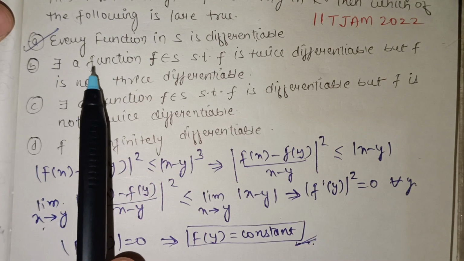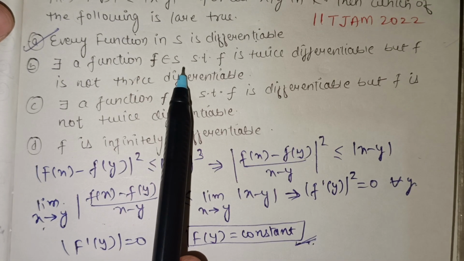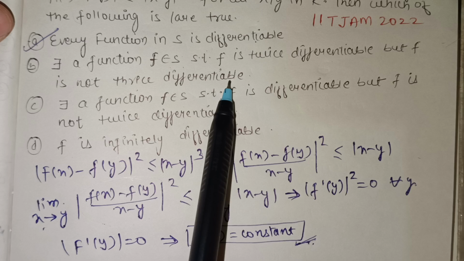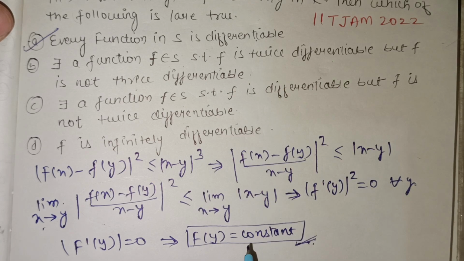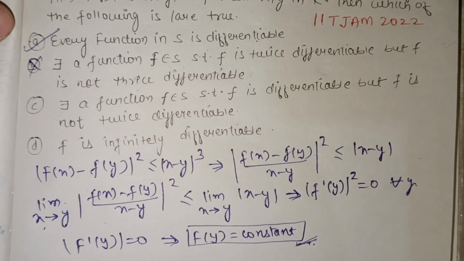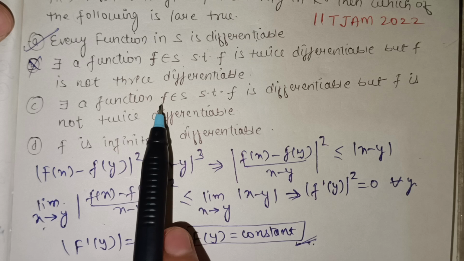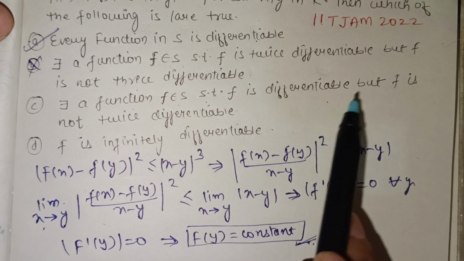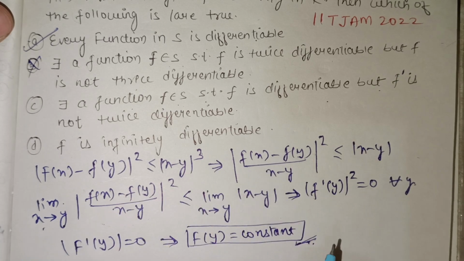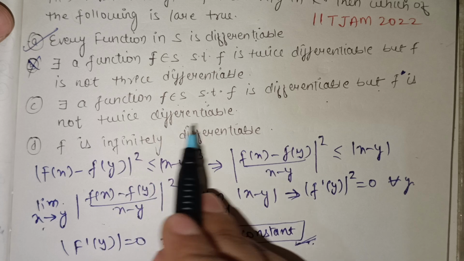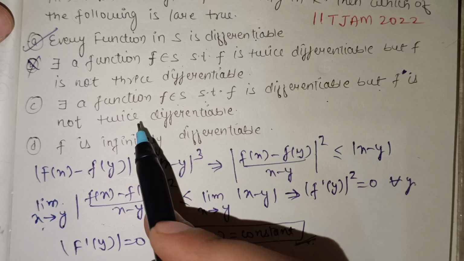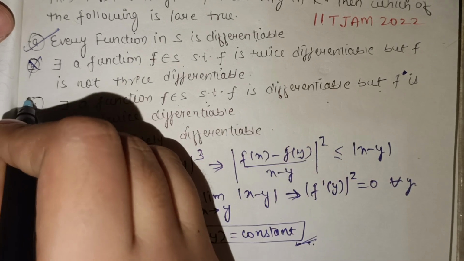The second option: there exists a function f belonging to S such that f is twice differentiable but f is not thrice differentiable. This option is not correct because every constant function is infinitely differentiable, so this is also false. Third option: there exists a function f belonging to S such that f is differentiable but f' is not differentiable. So f is not twice differentiable? Since it is differentiable infinitely many times, it can be twice differentiable also. So this option is also false.